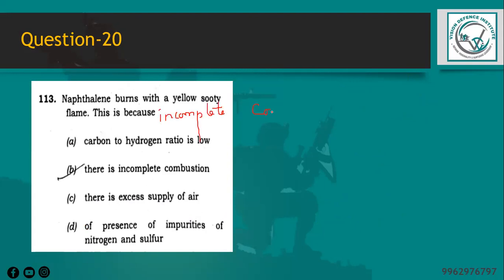Incomplete combustion occurs only when there is insufficient oxygen to burn all the fuel completely. So it leads to the formation of carbon particles. Carbon particles are nothing but soot, and carbon monoxide also. These particles emit visible light as they become incandescent due to the heat of the flame. So it starts to appear yellow in nature. So this is the reason for it.